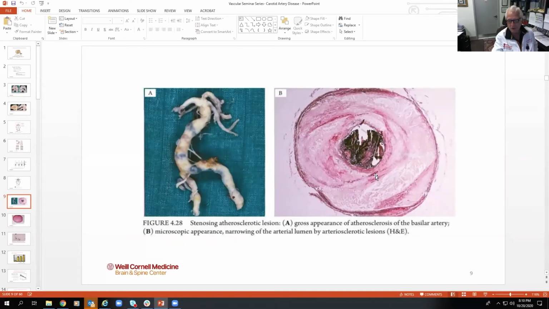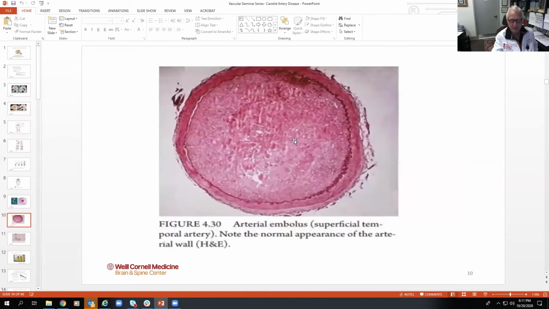And when you look at the wall, you see that the internal elastic membrane with the formation of a thrombus actually stays intact, but with the atheromatous disease, you get lipid deposition within the myointima. The adventitia, the third layer of the vessel, stays relatively intact. An embolus, this is an example of embolus in a distal vessel, the superficial temporal artery. And again, you can see that the basement membrane here remains relatively intact.